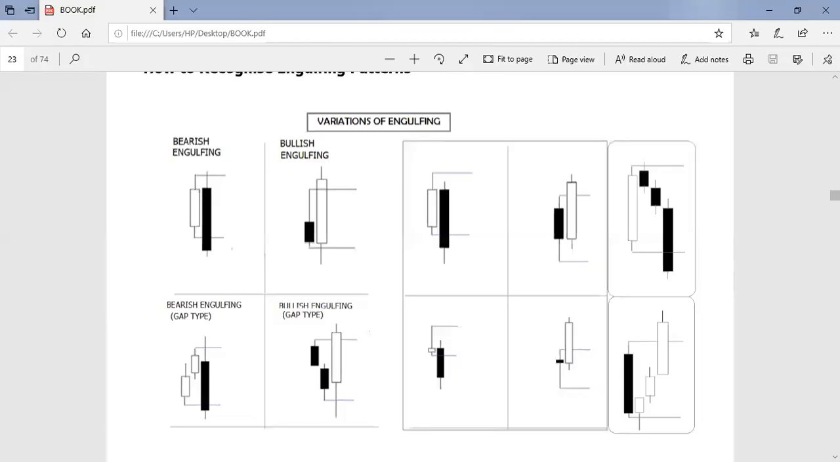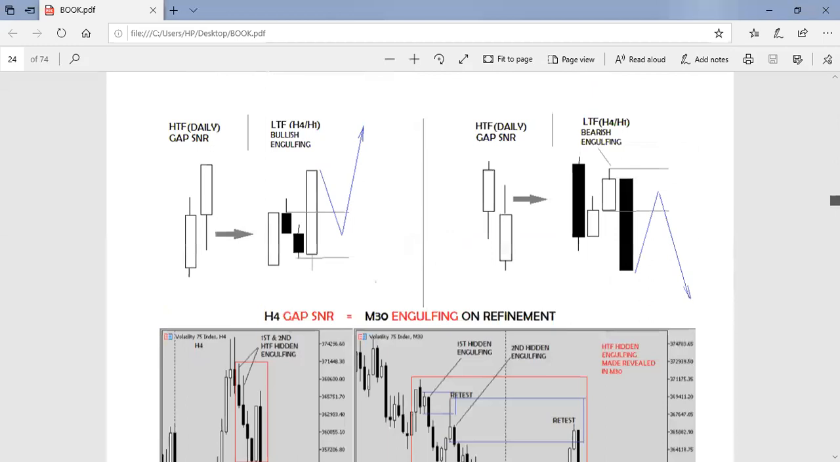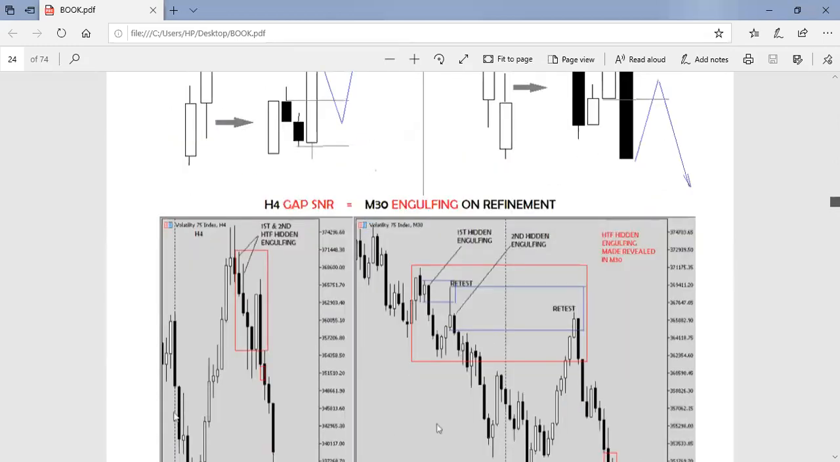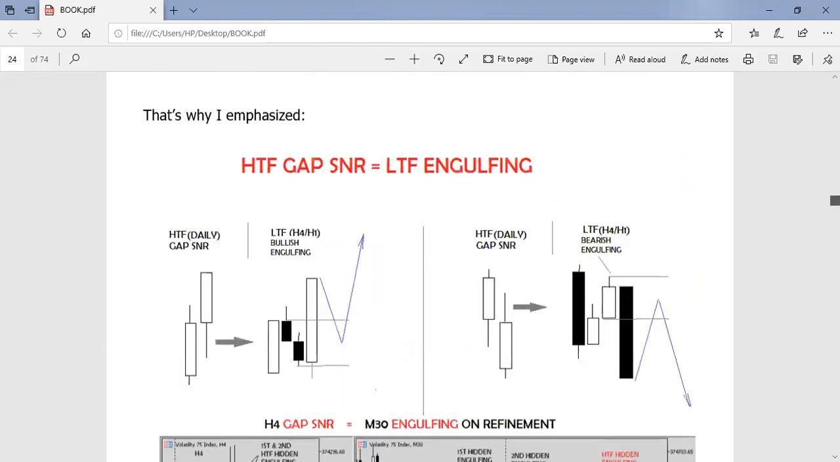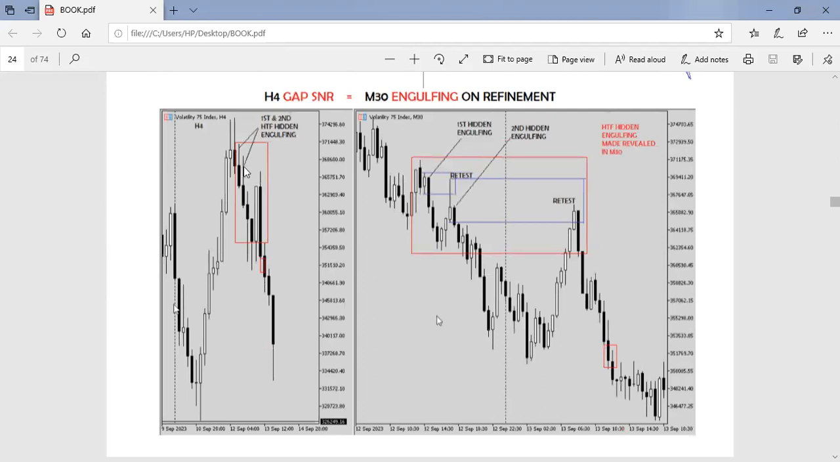In the manner, we're able to do justice to that. Let me see what the engulfing looks like. So this is what we refine here. Can you see that? We have a gap here. Then when we refine it, this is 4 hours. We refine it to 30 minutes. This is what we get.